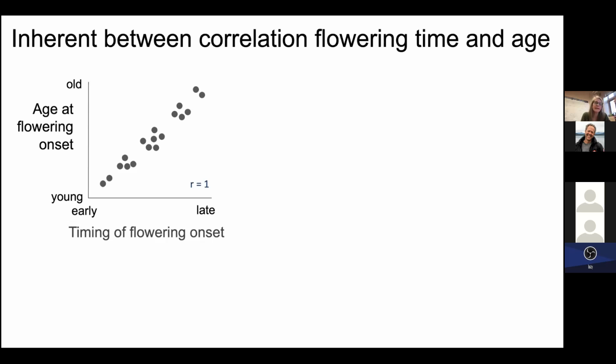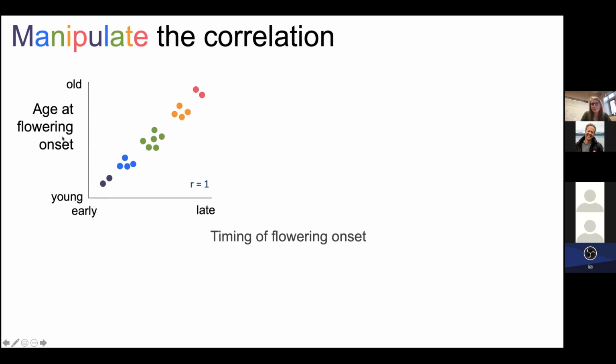So the problem here is that if I want to test the idea that plants that flower on an early date have high fitness simply because they're on an early date, and I did go on and detect that, in fact, there was selection for early flowering, I wouldn't know if the plants that were flowering early had the highest male fitness because they were early, or because there was some other advantage to being young that I hadn't controlled for. So in order to really isolate the effect of being early from the correlated effect of being young at flowering onset, I had to manipulate that correlation between age at flowering onset and timing of flowering onset.